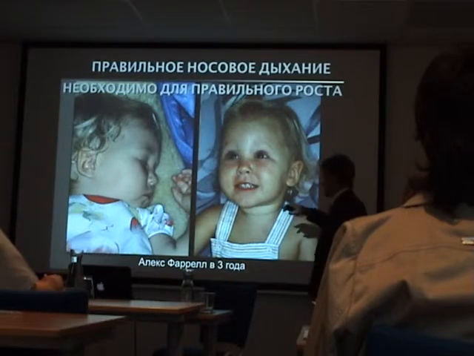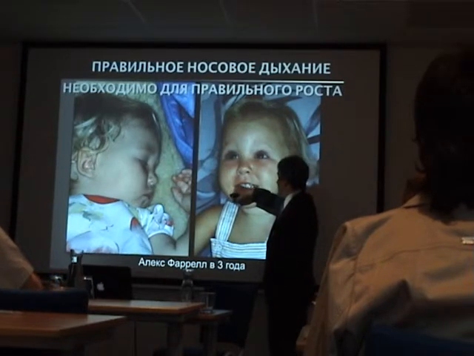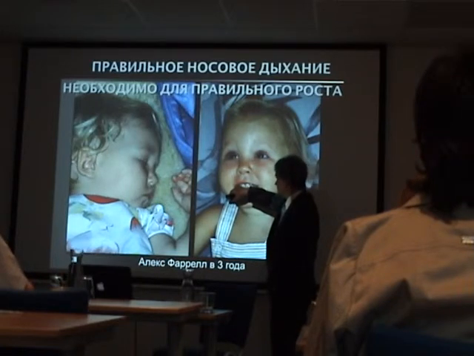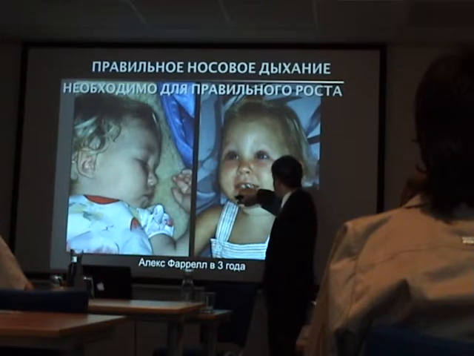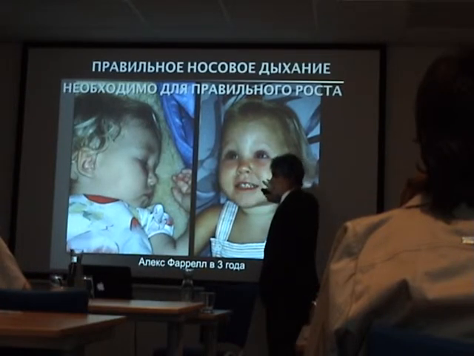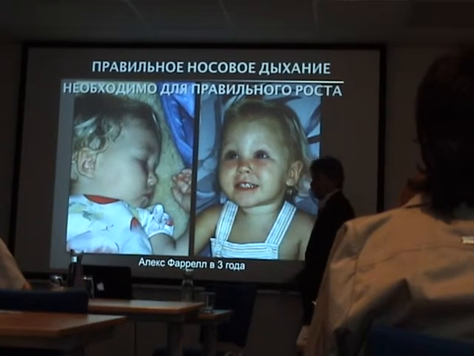And you can see Alex here at 5 years of age has spacing between the primary teeth, has correct overbite and overjet, and properly developed maxilla. And that's what we want for all children.